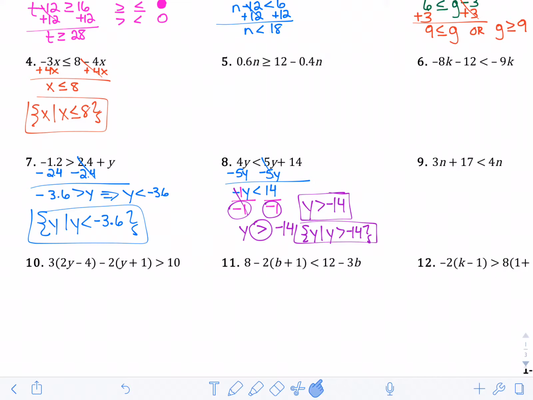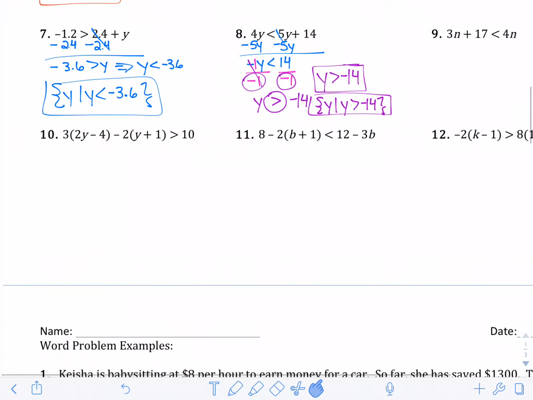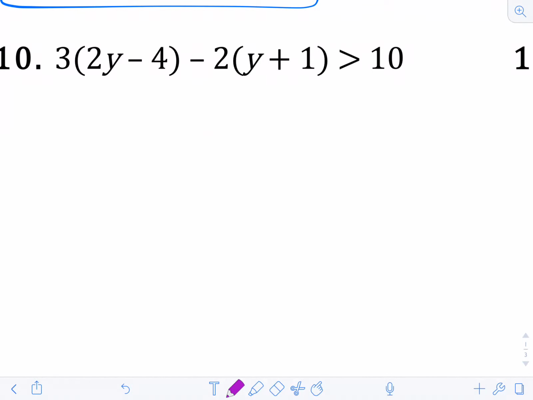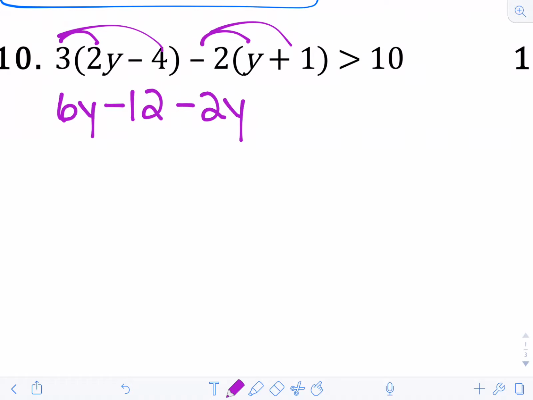All right, we'll do two more. We'll do number 10. Number 10, I have to distribute the 3 and distribute the negative 2. 3 times 2 is 6y. 3 times negative 4 is negative 12. Negative 2 times y is negative 2y. Negative 2 times 1 is negative 2. That's greater than 10.